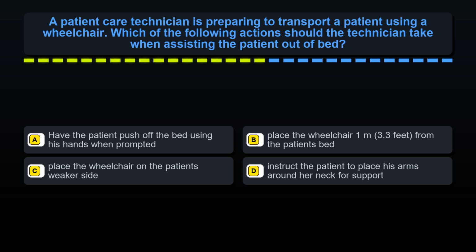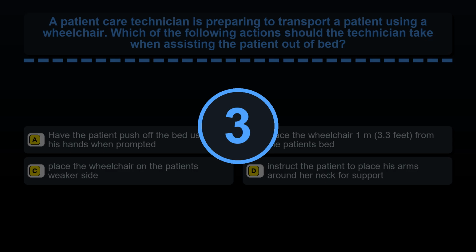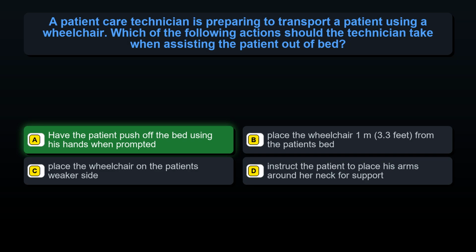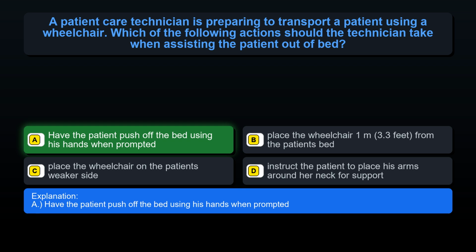Option A, have the patient push off the bed using his hands when prompted. Option B, place the wheelchair 1 meter, 3.3 feet, from the patient's bed. Option C, place the wheelchair on the patient's weaker side. Option D, instruct the patient to place his arms around her neck for support. The correct answer is option A, have the patient push off the bed using his hands when prompted.